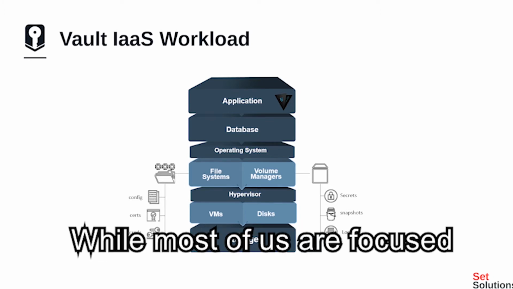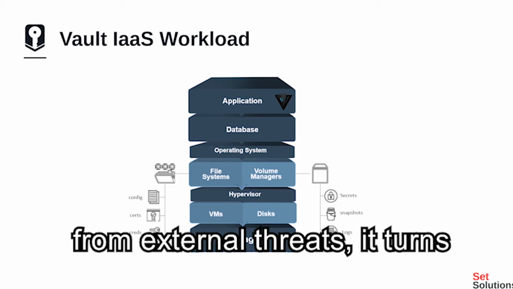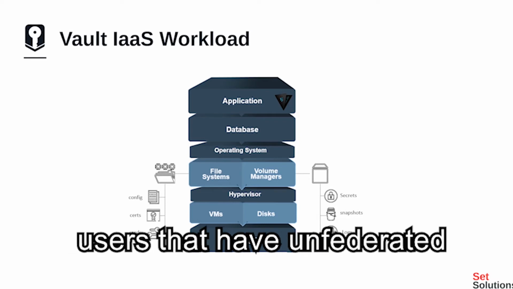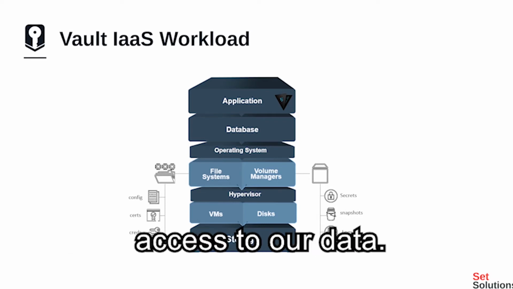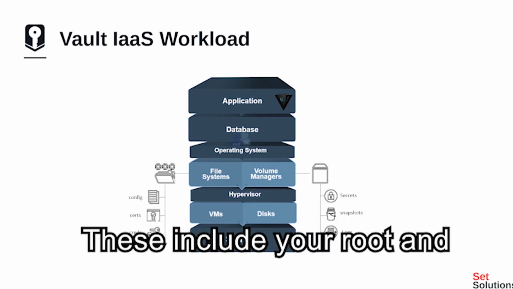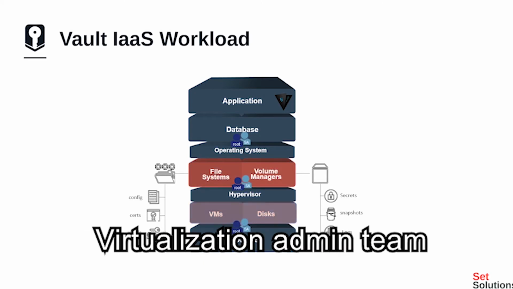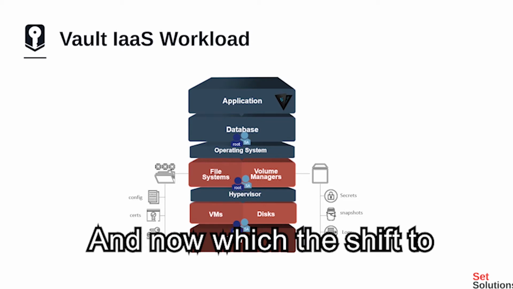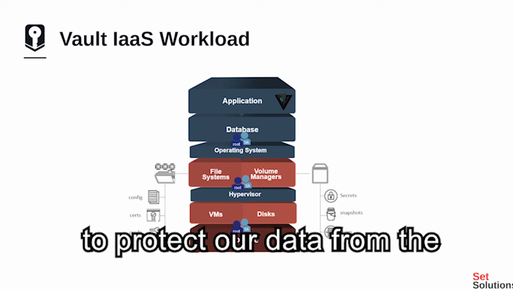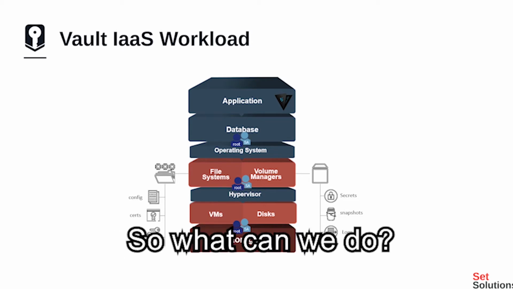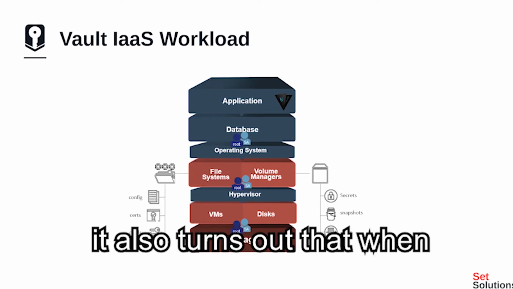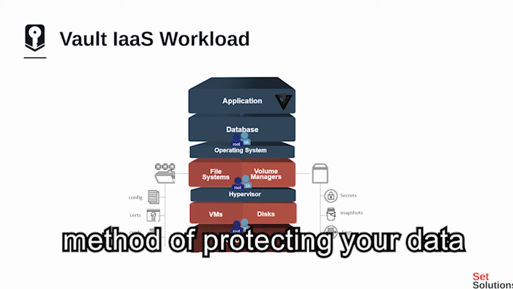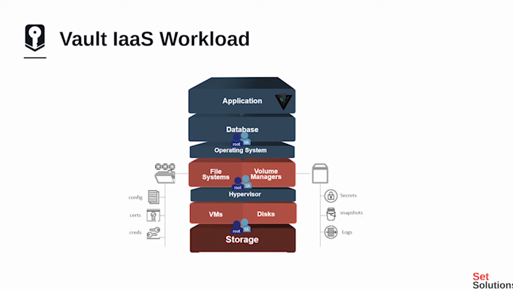While most of us are focused on securing the perimeter from external threats, it turns out that our biggest threat to our data in our environment has always been our privileged users that have unfederated access to our data. These include your root and system administrators, your virtualization admin team members, or even your storage backup team members. And now with the shift to the cloud, we're also having to protect our data from the cloud providers themselves. So what can we do? Well, it also turns out that when it comes to securing your data at rest, encryption is the best method of protecting your data, but can also be the hardest to manage.